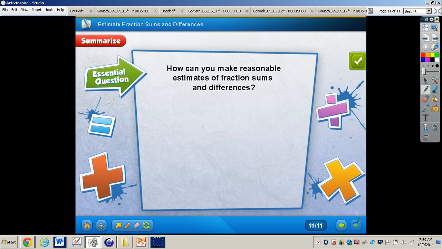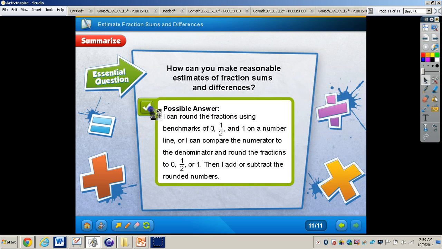And going over to the essential question: how can you make reasonable estimates of fractions, sums, and differences? You can see the answer. You can round the fractions using benchmarks of 0, 1/2, and 1 on a number line, or you can compare the numerator to the denominator and round the fractions to 0, 1/2, or 1. Then you add or subtract the rounded numbers.